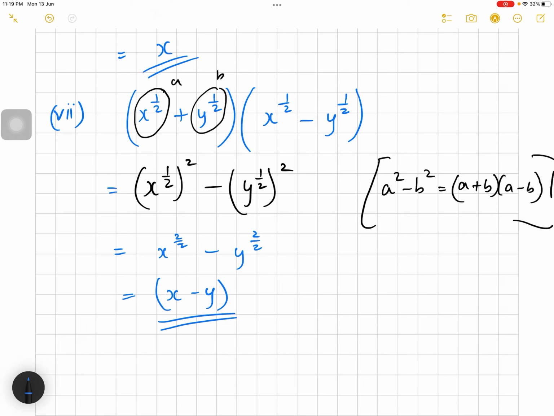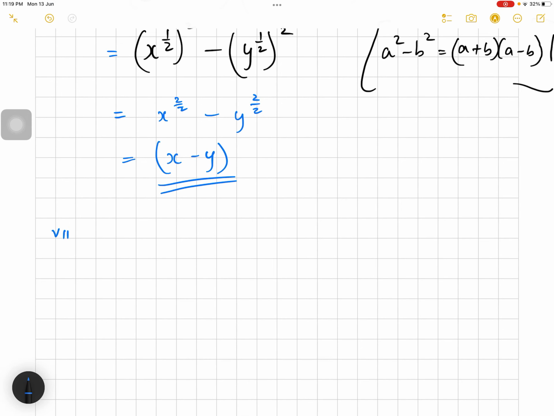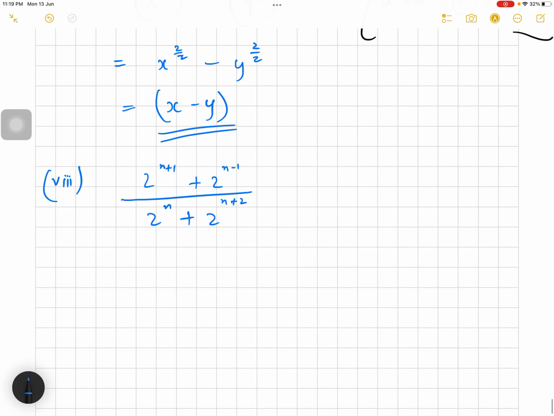Okay. Let's do the last problem for today. 2 raised to n plus 1 plus 2 raised to n minus 1 upon 2 raised to n plus 2 raised to n plus 2. Okay, so let's simplify this.